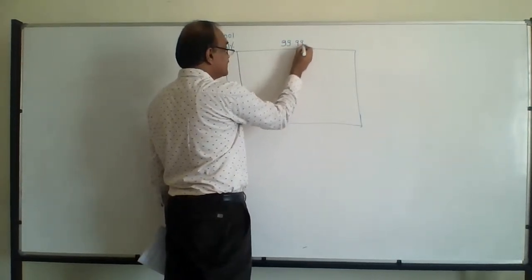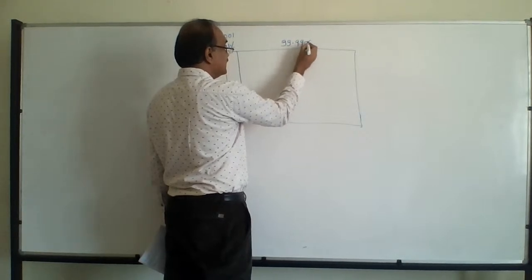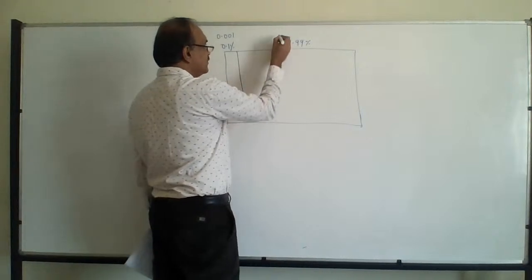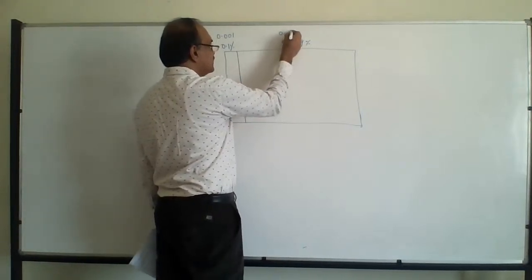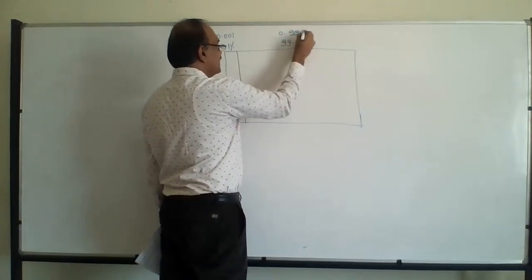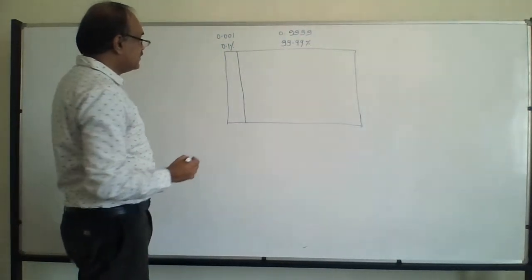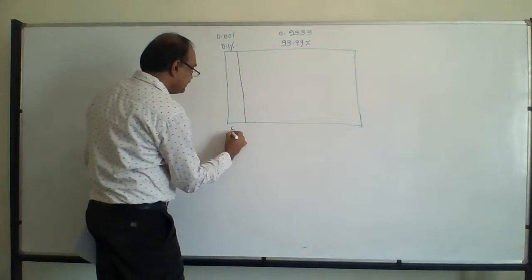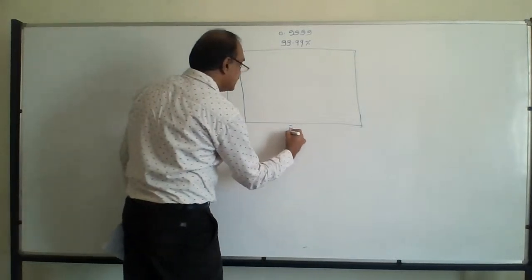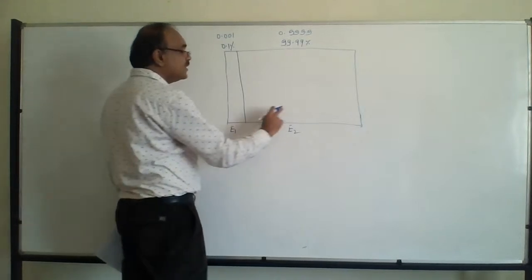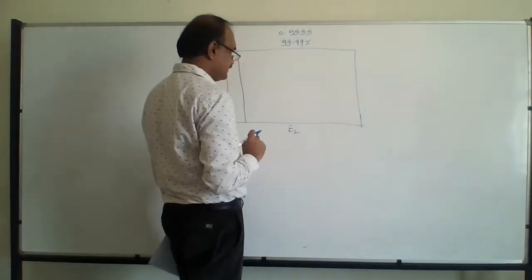99.99% do not have the disease. If you want to put it in decimals, it is 9999 divided by 100. So let's call this E1 and this E2: the population who has got the disease, and the population who does not have the disease.